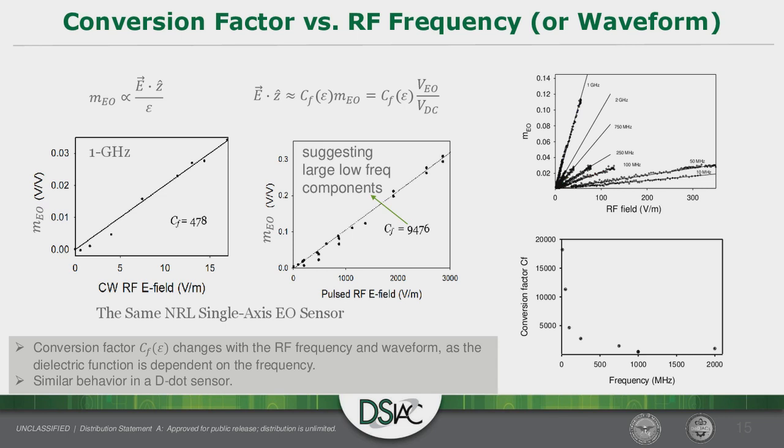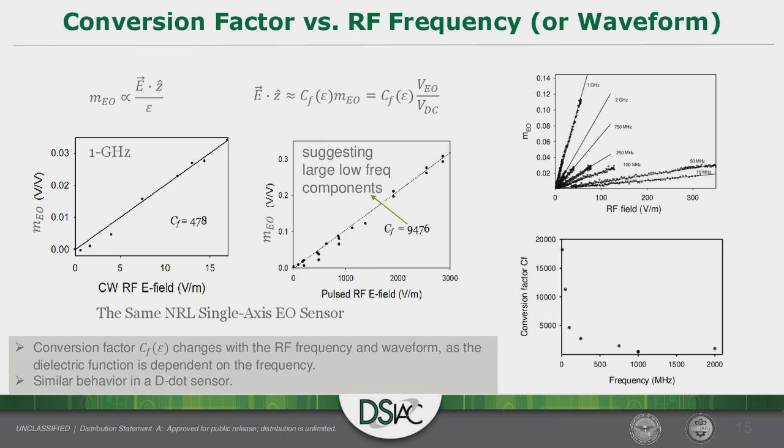Okay, so now the conversion factor, and from the previous equation it goes like this. So the E field is proportional to the EO modulation depth. Now the conversion factor, how does this behave? Would it be the same for all different frequencies? In one way, it's not.